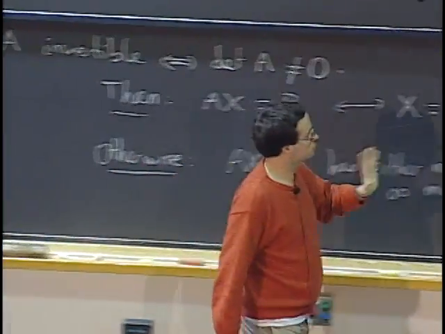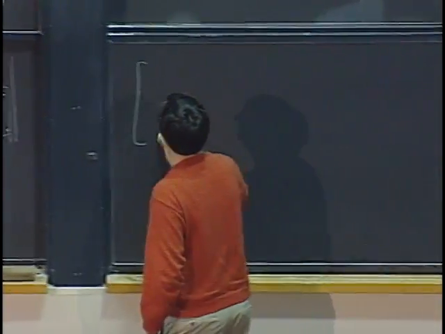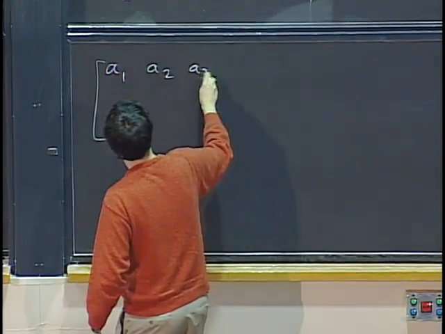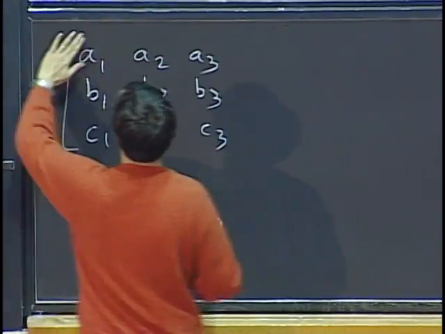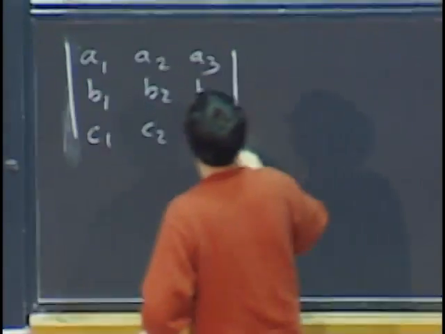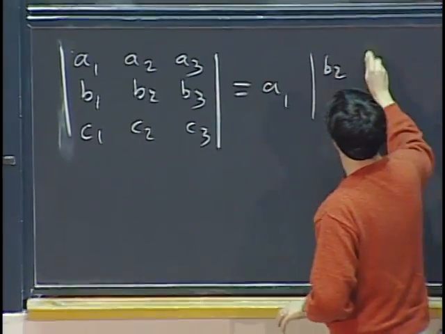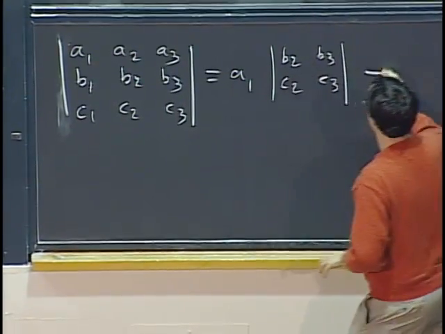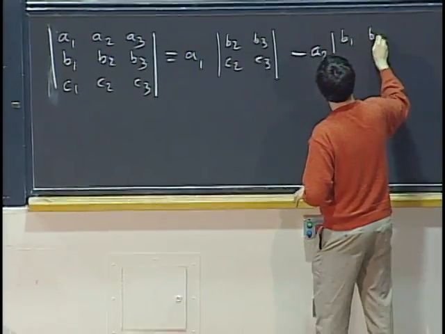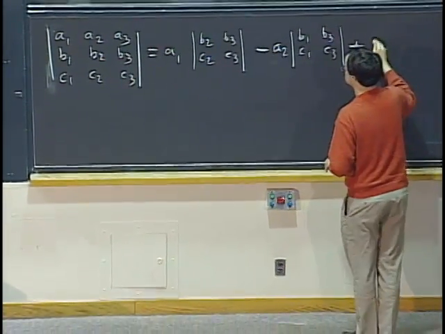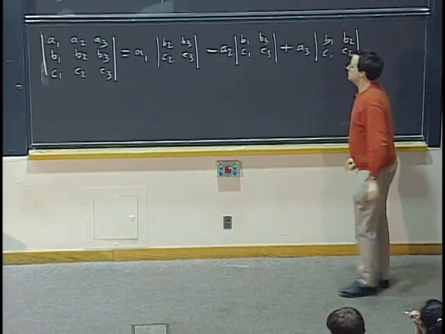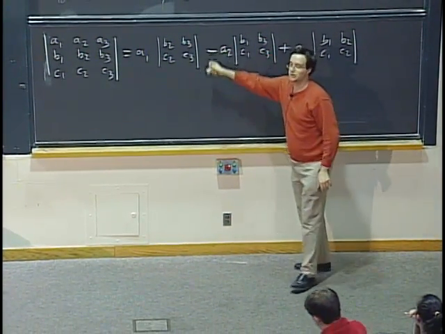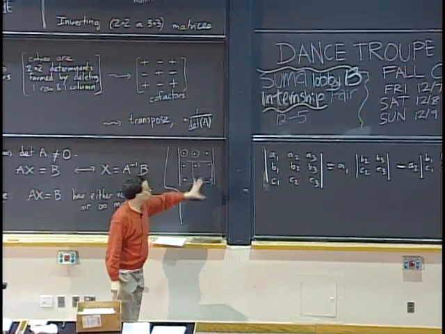So the way that we've officially seen it in this class is, if you have A1, A2, A3, B1, B2, B3, C1, C2, C3, then the determinant is A1 times the determinant of B2, B3, C2, C3, minus A2 times the determinant of B1, B3, C1, C3, plus A3 times the determinant of B1, B2, C1, C2. And this minus is here basically because of the minus in the diagram up there. But that's all we need to know.